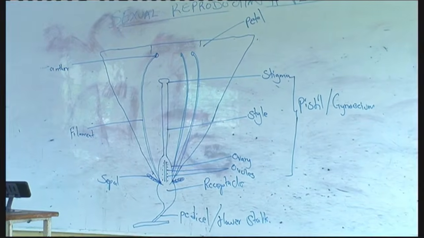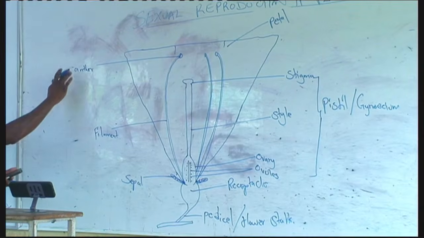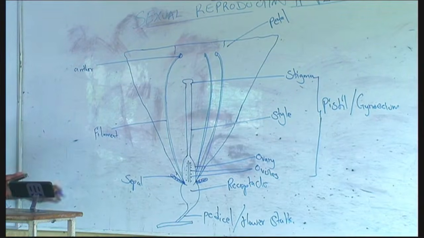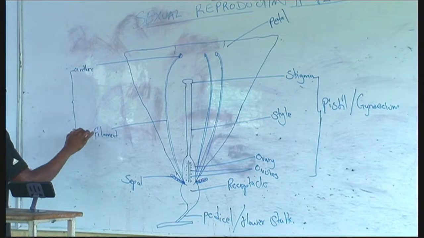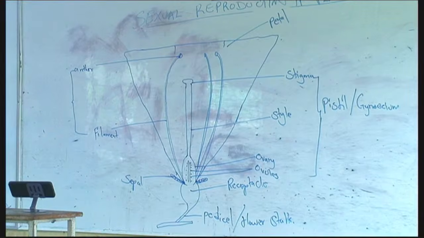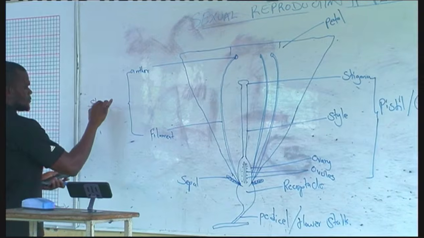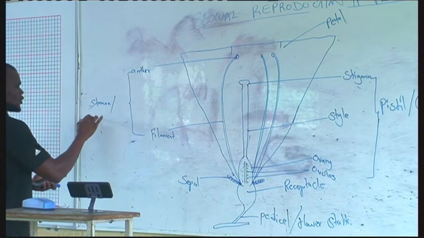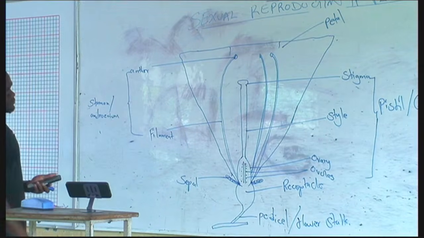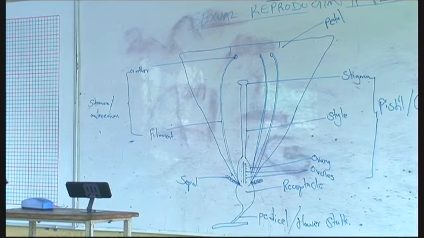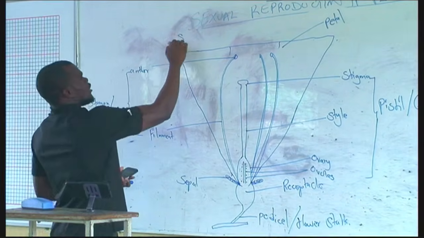And on the other end, we have the anther and filament. When we talk of anther and filament, these are the structures that make up the male part of a flower, which is the stamen, or androecium. So that is the structure of a flower.